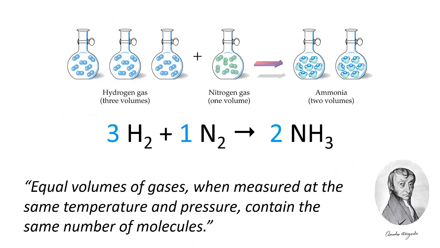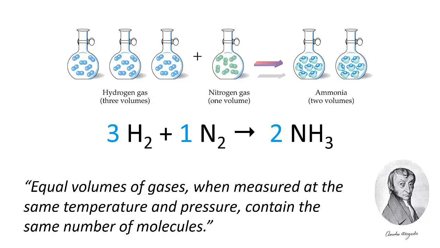So to begin with, if we look at this equation, we have hydrogen gas reacting with nitrogen gas to produce ammonia. And if you do this reaction, you end up with 3 volumes of hydrogen gas plus 1 volume of nitrogen to give you only 2 volumes of ammonia.